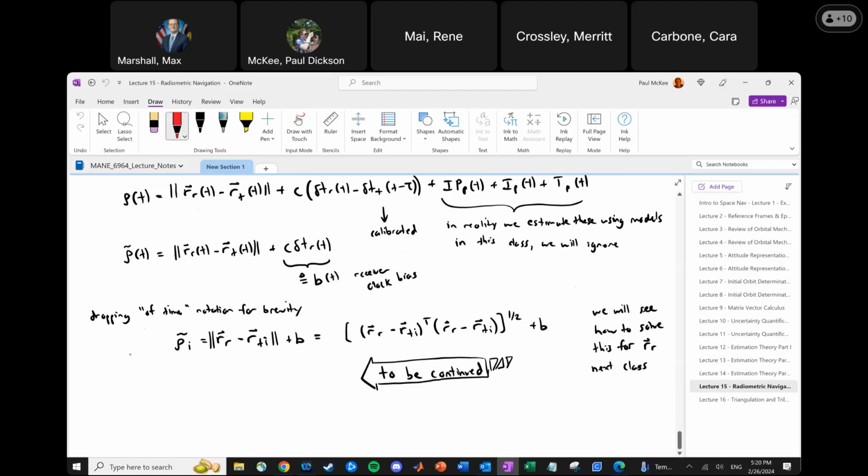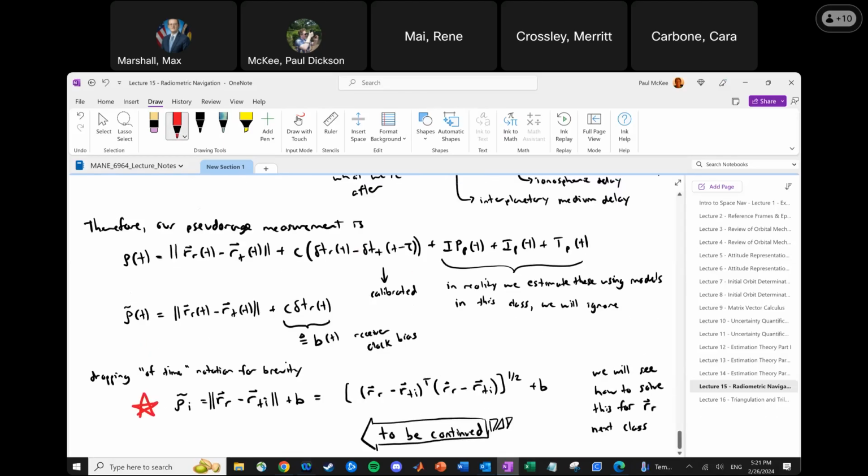So I'm going to put a little star next to it. This is not the range, it's the pseudo range. So it's going to be noisy. It has a bias in there, and it also has multiple biases. It has the bias of the receiver clock, which we can't ignore. It has the bias of the transmitter clock, which we can account for. It's typically calibrated. And then it also has ionospheric delay, interplanetary medium delay, ionospheric delay, and tropospheric delay.